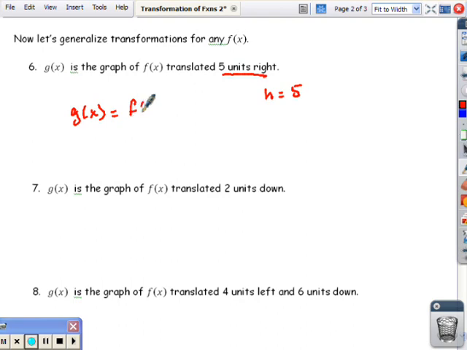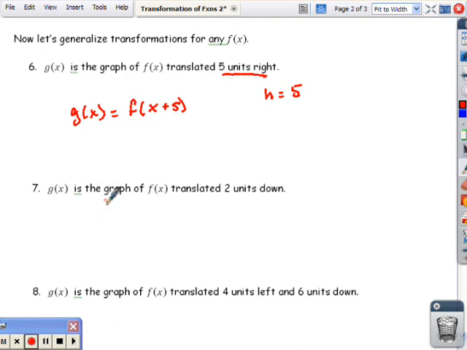So we can think of the f of as the function being applied. So this x, I need to add 5 to it before the function is applied. So that 5 will go inside the parentheses with the x. And that's it. Okay? So we don't know what the function is, so we'll just leave f of the input.